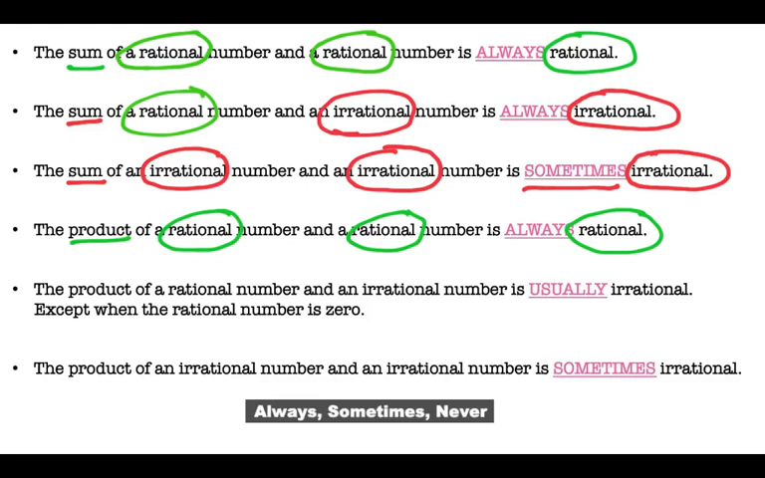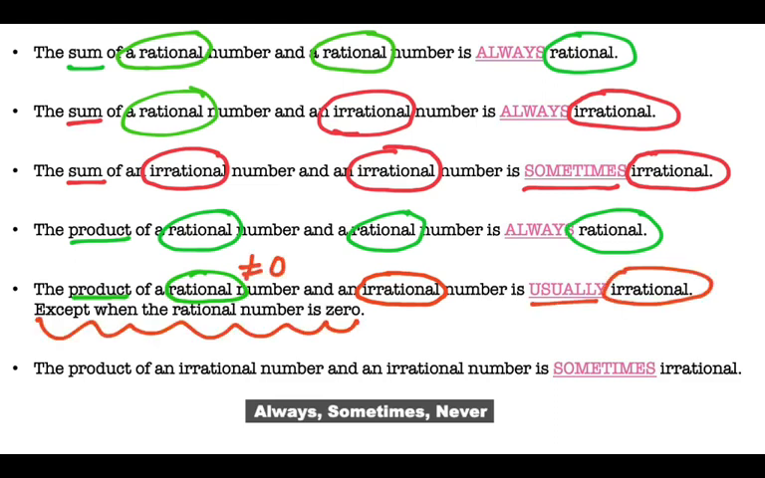And then the product, if it doesn't match, so if it's rational and irrational, then usually it's irrational, but if it's a 0, then it wouldn't work. So as long as it's any number other than 0 for the rational, then it will always be irrational. But if you use 0, it's immediately rational. And then the last one, the product of an irrational number and an irrational number is sometimes irrational. And again, if they are the same, sometimes it'll be irrational. That's just because the irrational rule is irrational in itself.